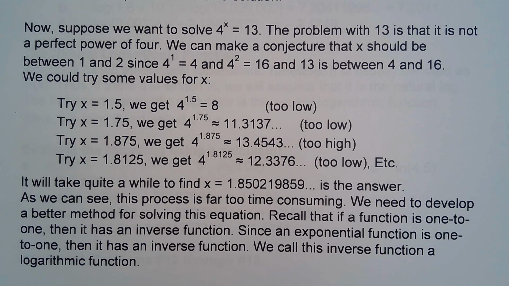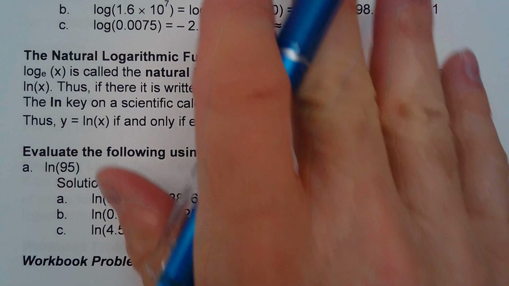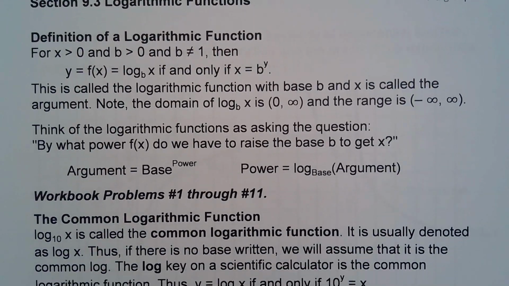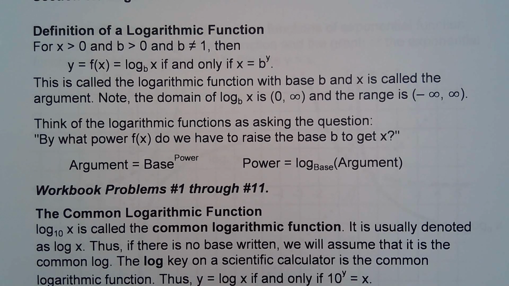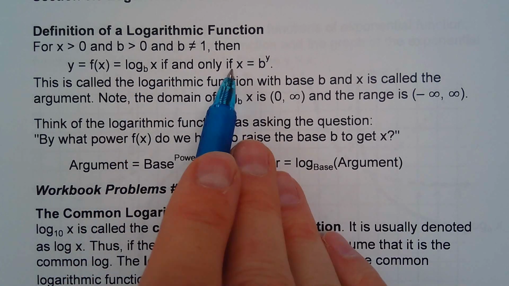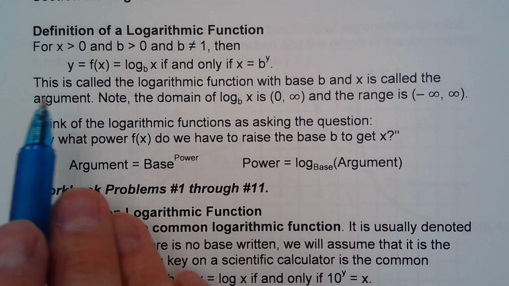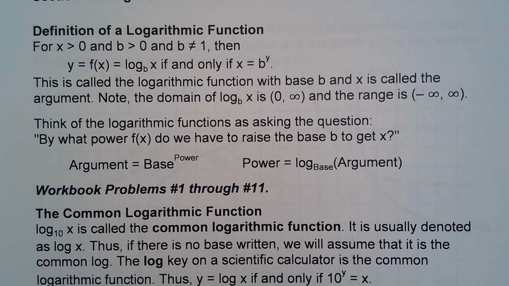And the key here is to recall that if a function is one-to-one, then it has an inverse function. Since an exponential function is one-to-one, it has an inverse function. We call this inverse function a logarithmic function. So here's our definition. For x greater than 0 and b greater than 0 and b not equal to 1, f of x equals log base b of x if and only if x equals b to the y. This is called a logarithmic function with base b, and x is called the argument.